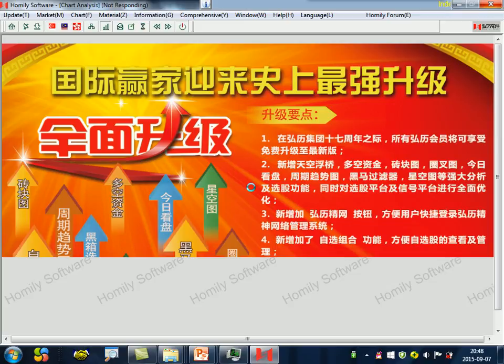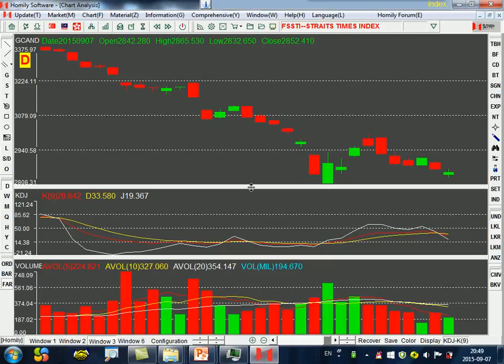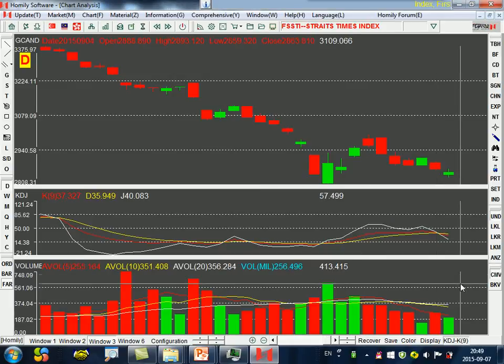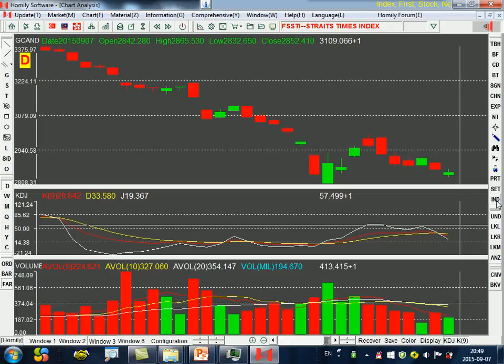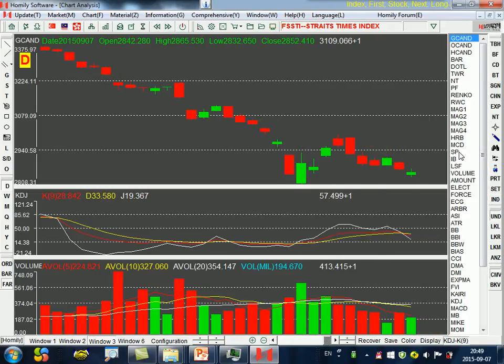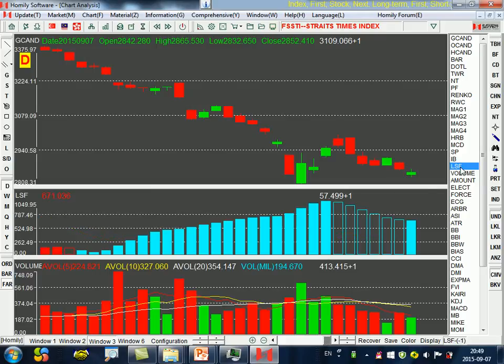Okay, so you can put it in the second window or third window. If you want to put it in the second window, you just double click the second window. And then you click the ND, and then there's a LSF, double click. You will find it.